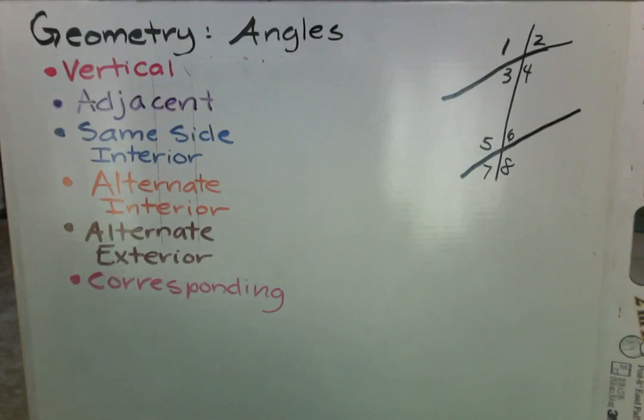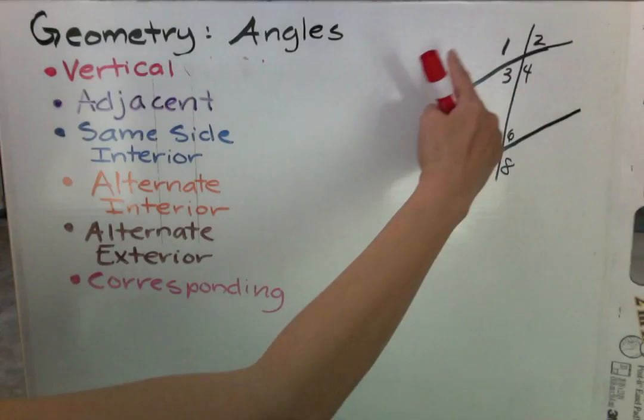In geometry, there are several different types of angles that we're going to be learning in this video. First one is vertical angles, adjacent, same side interior, alternate exterior, and corresponding. Now I had a hard time learning all these when I was in middle school. So what I decided to do is create a video that you can watch over and over again until it becomes more familiar. So the first angle, they're called vertical angles.